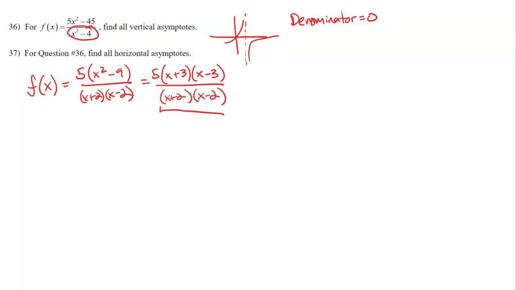And so we see nothing actually cancels out in our denominator or numerator. So for these two factors, we have to think about when they would give us a 0. When would x plus 2 be 0 in the denominator? And when would x minus 2 be 0? And so we get two possible answers: -2 and +2. And so those are where our vertical asymptotes are.